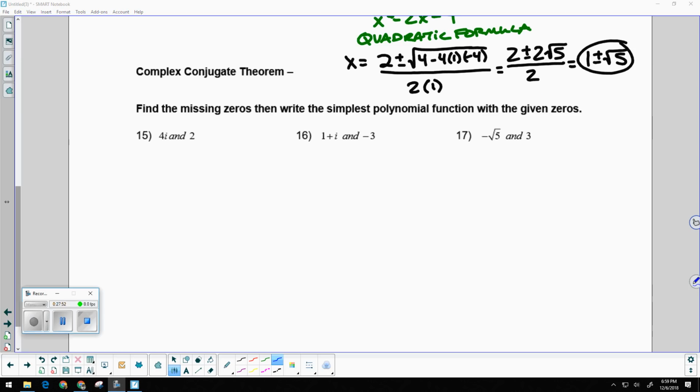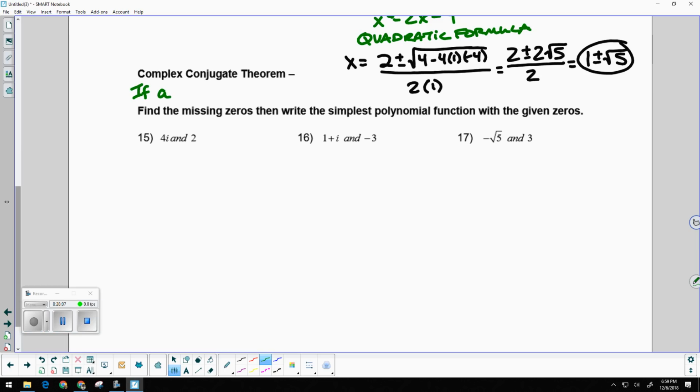Okay, last thing I'm going to touch on is the complex conjugate theorem, and I mentioned it earlier with the rational conjugate theorem. When you have complex conjugates, they come in pairs. So if a plus bi is a root, then a minus bi is a root. They come in conjugate pairs.